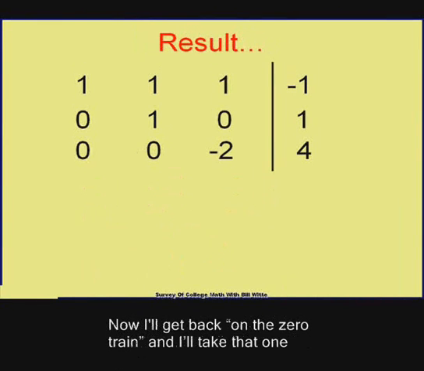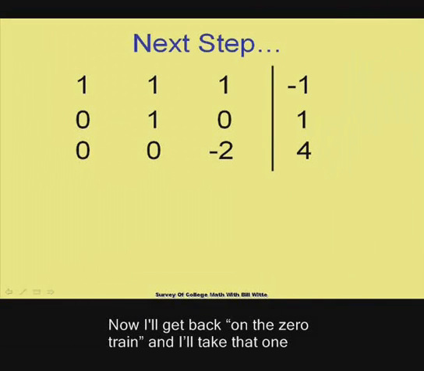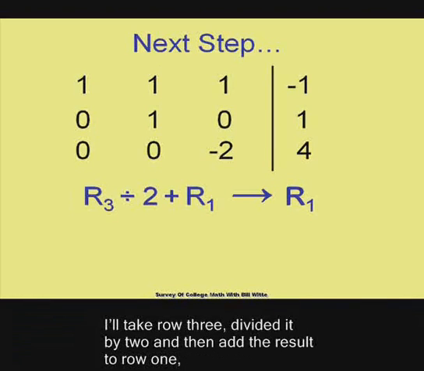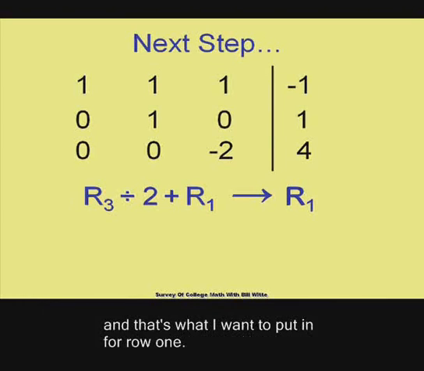Ooh, I'm real close. Okay, now I'm going to get back on the 0 train, and I'm going to take that 1 that's in the top right position and try and turn him into a 0. Let's see. I'm going to take row 3, divide it by 2, and then add row 1, and that's what I'm going to put in for row 1.